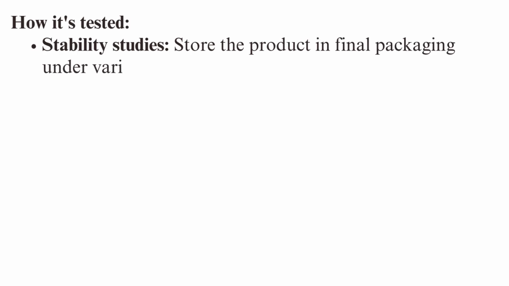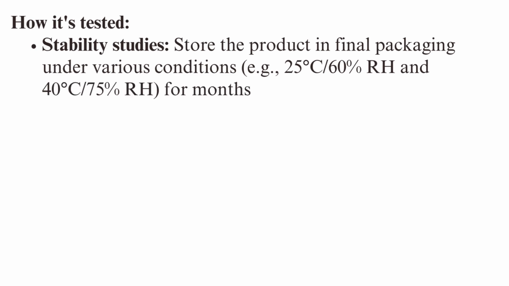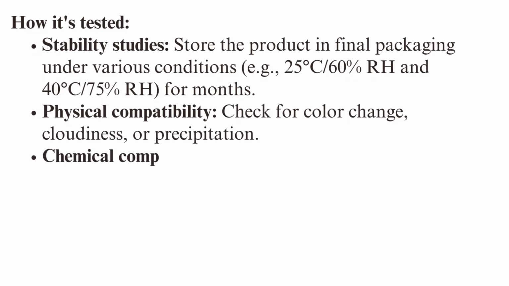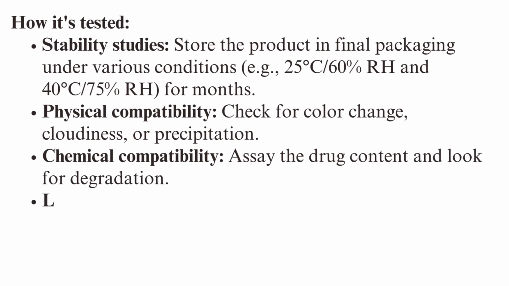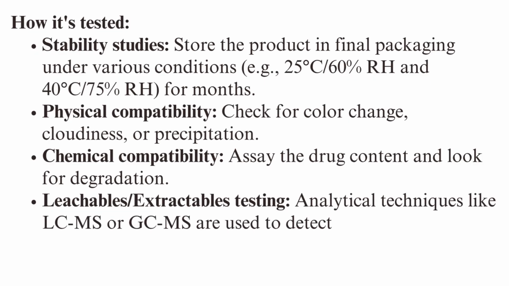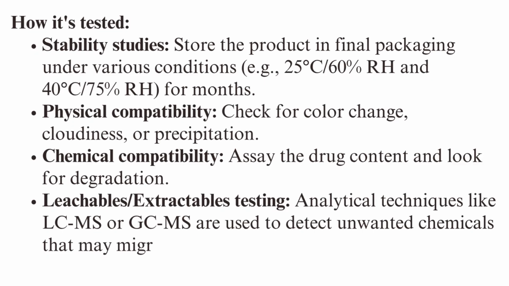How it's tested: stability studies. Store the product in final packaging under various conditions. Example, 25 degrees Celsius per 60% RH and 40 degrees Celsius per 75% RH, 4 months. Physical compatibility: check for color change, cloudiness, or precipitation. Chemical compatibility: assay the drug content and look for degradation. Leachables/extractables testing: analytical techniques like LCMS or GCMS are used to detect unwanted chemicals that may migrate from the container into the solution.